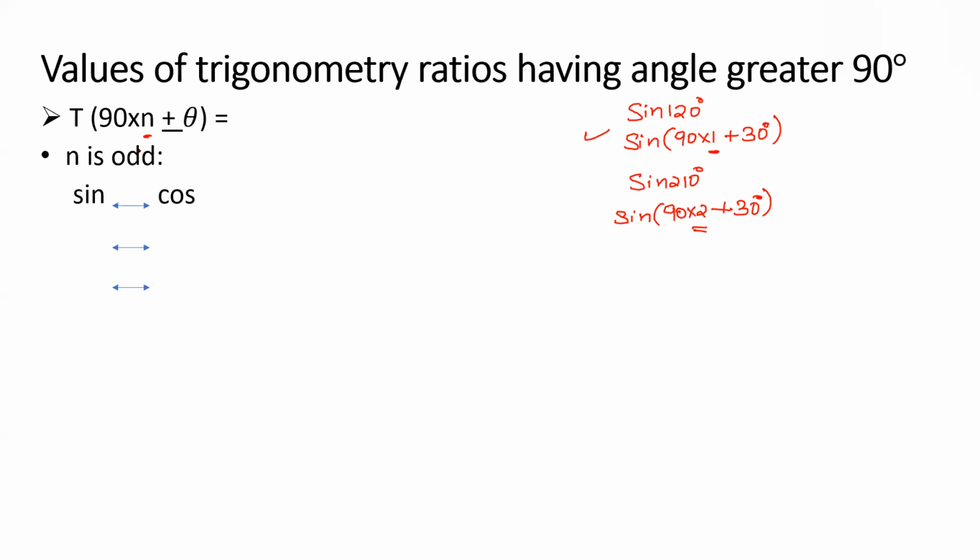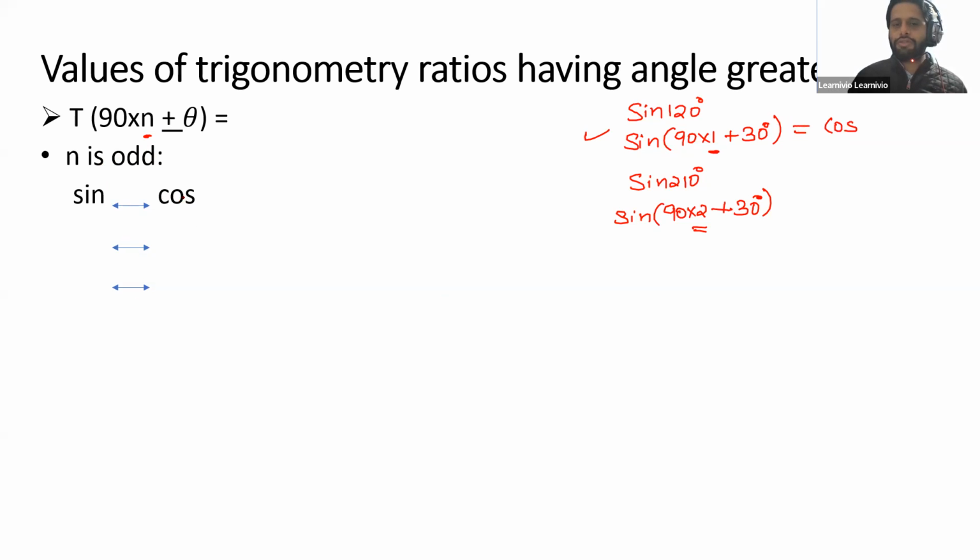First is n can be odd or even. So first of all, we will consider the case when n is odd, then the sign will change to cos. So what does that mean? That means, for example, here we will check. We will first of all write in this form. We will check this. This is where sine will change into cos.